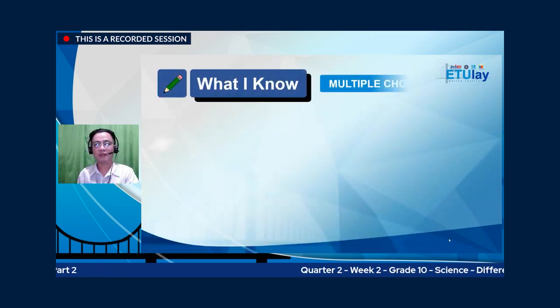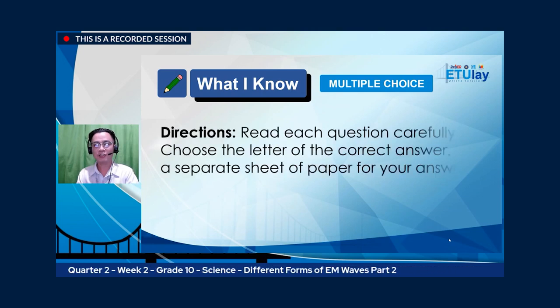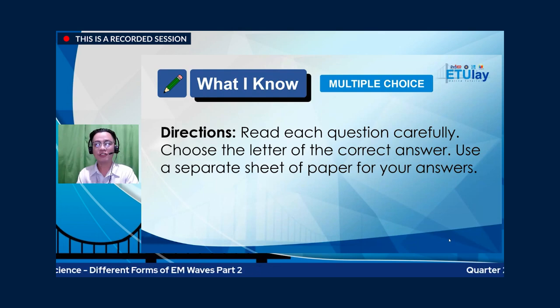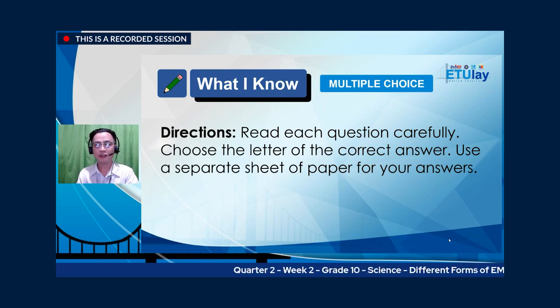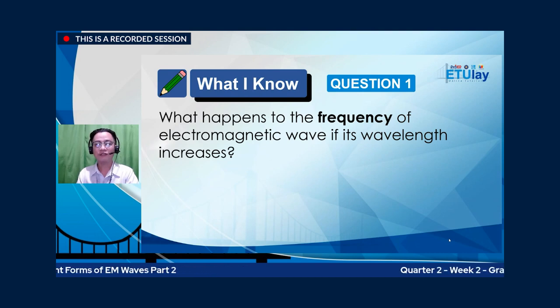Ready? Okay, let's proceed to What I Know of your SLM. This is multiple choice. Let me read the directions first. Directions: Read each question carefully. Choose the letter of the correct answer. Use a separate sheet of paper for your answers. Are you ready? Let's have question number 1. What happens to the frequency of an electromagnetic wave if its wavelength increases?